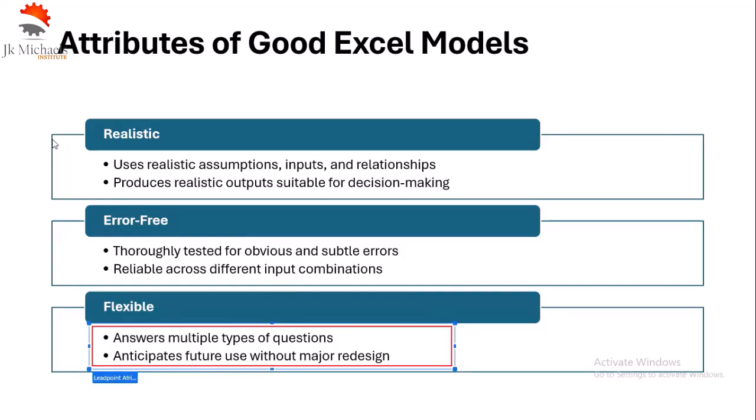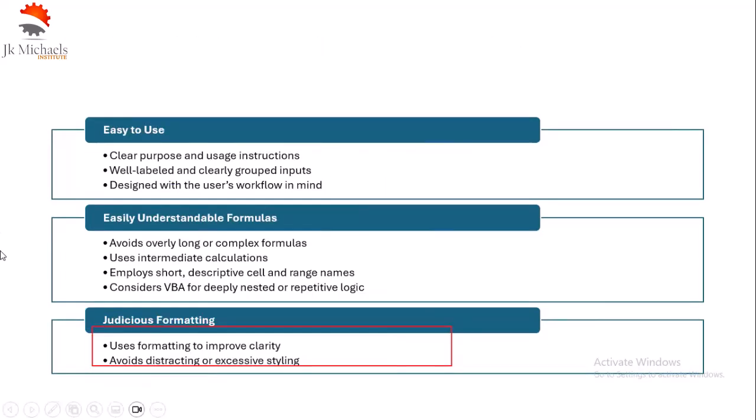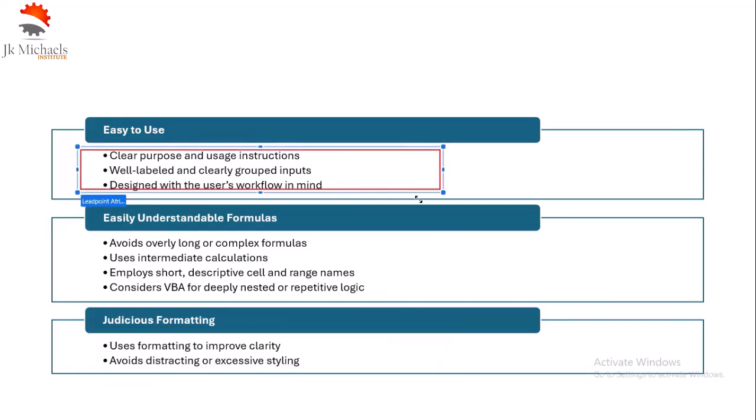That's flexibility. And then another thing we want our models to have as a characteristic is, of course, easy to use. Every financial model should have a purpose and carry instructions for use. It should be well designed, it should be well labeled, and the input should be properly grouped so that people know, okay, this is what this model is used for. These are the inputs I need to put in. This is the output I expect to get, and this is the decision I intend to use it for.